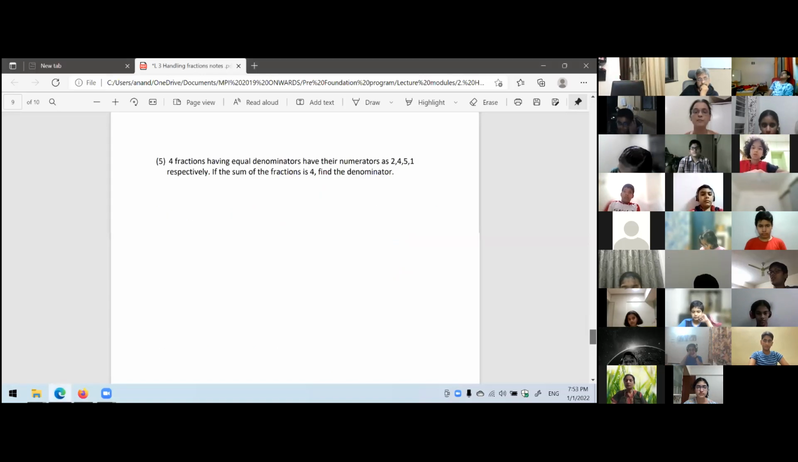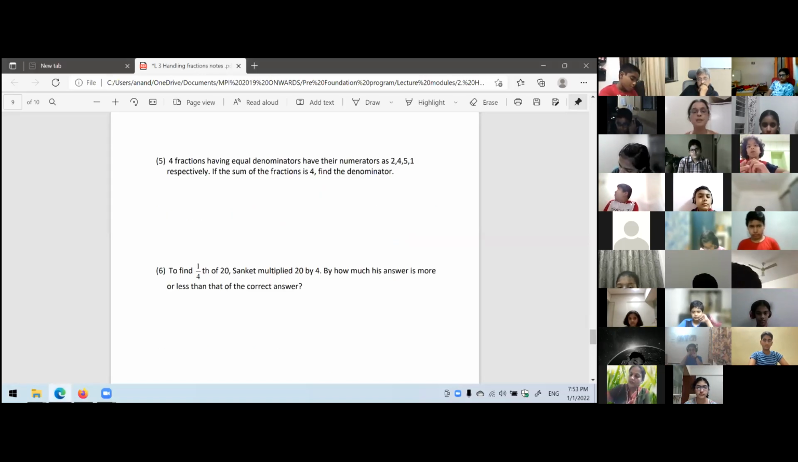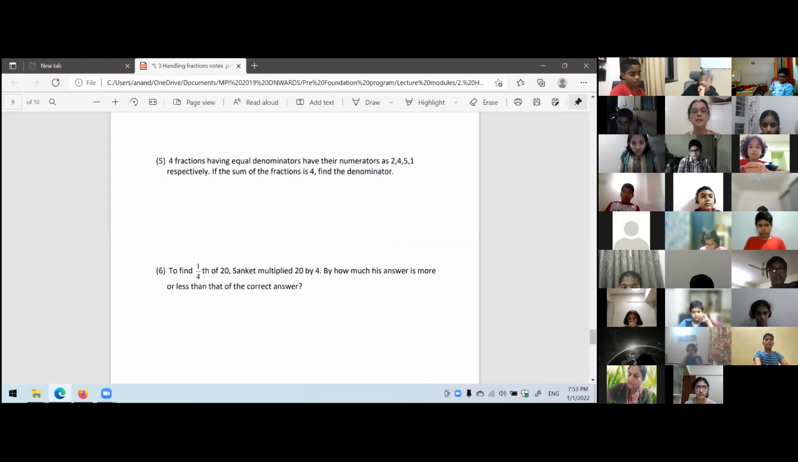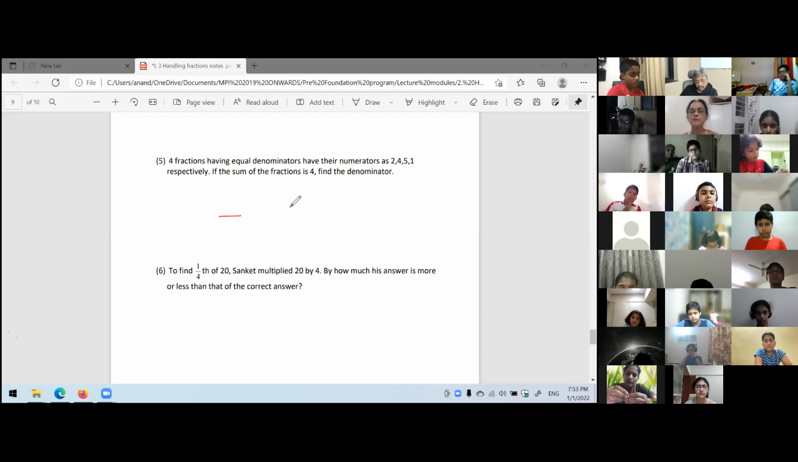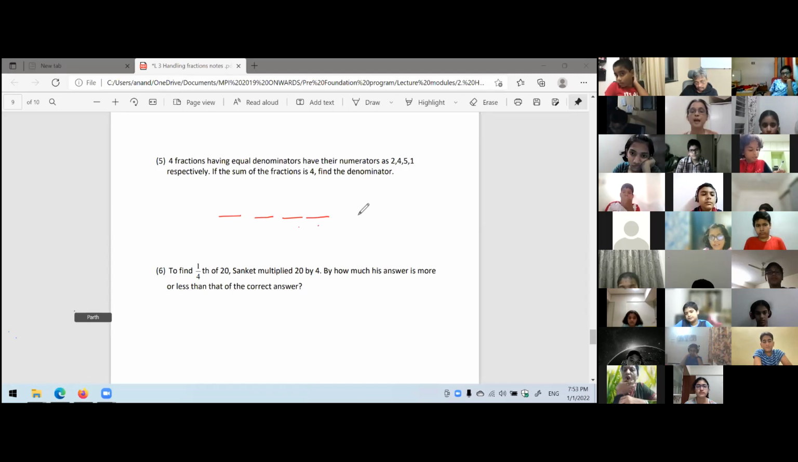Now 4 fractions are having equal denominators. What do we know? When the denominators are equal, sum of the numerators gives us the sum of the fractions. Now there are 4 fractions and the denominator is same and the sum of the fractions is 4.